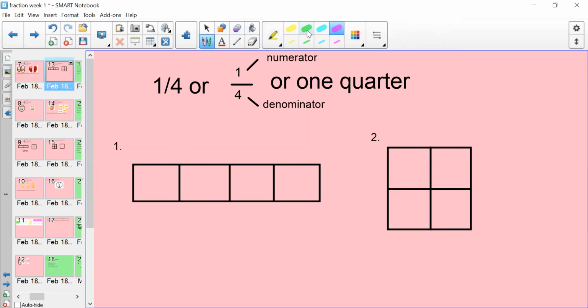So we have to color them in 1/4. Okay, we could color in 1 of those, which would be 1/4, which is what the numerator is standing for. So if there's 1 at the top, that is how many parts there are of the whole object or shape.